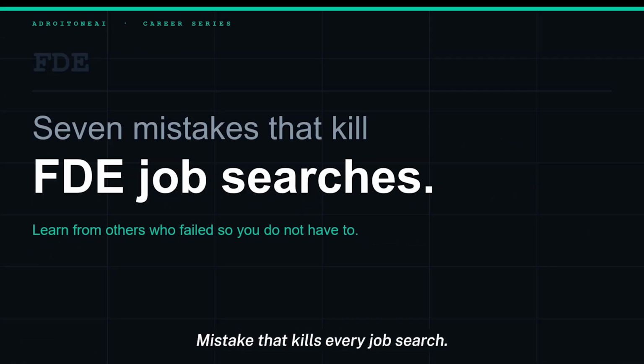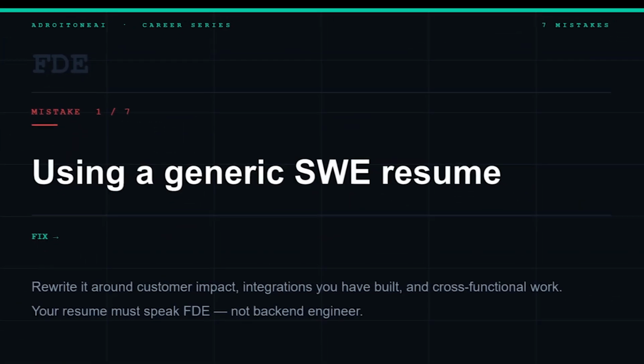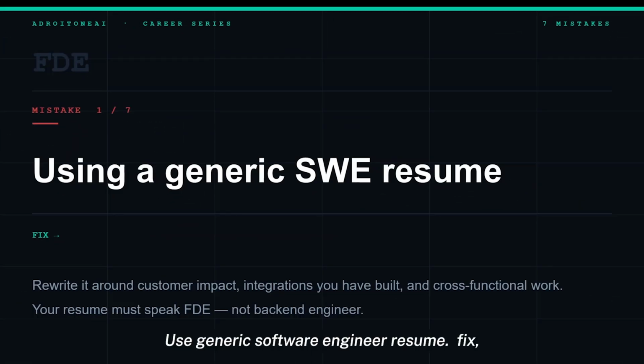7 mistakes that kill the FDE job search. Learn from others who failed so you don't have to. Mistake 1. Using a generic software engineer resume. Fix: write it around customer impact, integrations you have built, and cross-functional work. Your resume must speak FDE, not backend engineer.